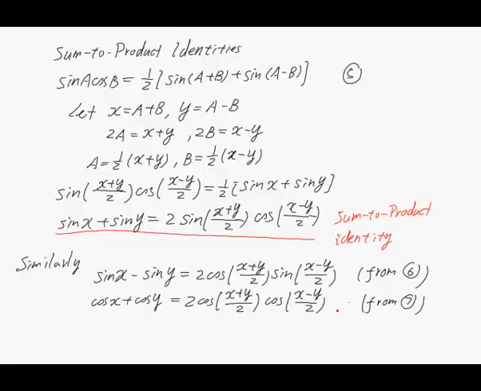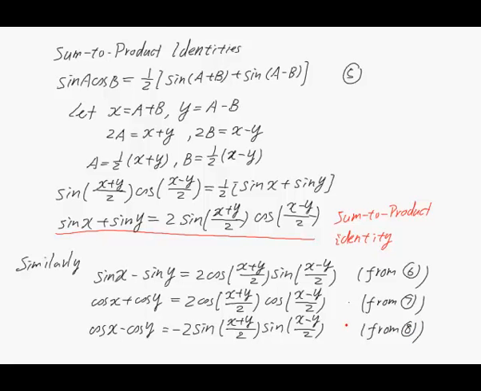You can check it by yourself. And then another one is cosine x minus cosine y equals negative 2 times sine of (x plus y) over 2 times sine of (x minus y) over 2. And this is from identity 8.